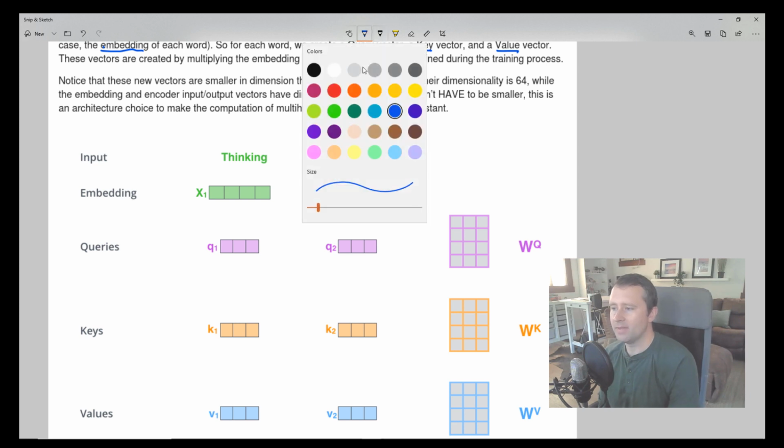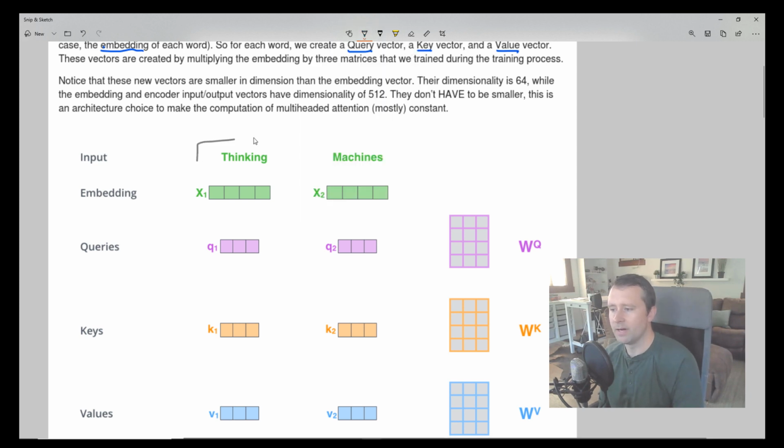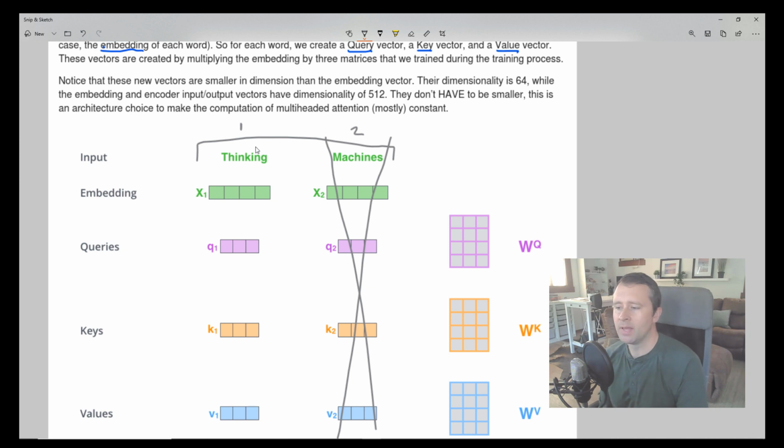So what we have is our sentence here. We're just doing a 2-word sentence to make this really simple. So this is word 1 and word 2, and the words are "thinking machines". So we take those words and we look up the embeddings for them. And let's kind of ignore the word "machines" for a minute, just to simplify things a little bit. And let's look at just the word "thinking" and see what's going on. So we look up the embedding for the word "thinking", that's this green vector, and then we multiply it by this weight matrix over here to create our query vector.